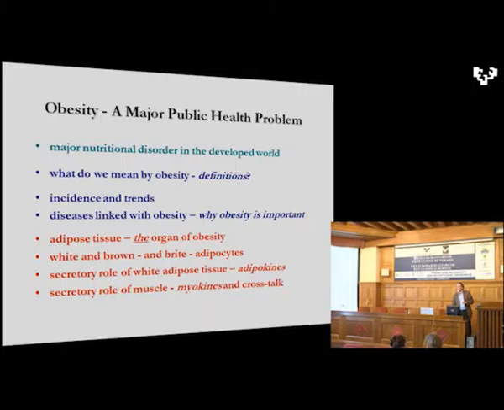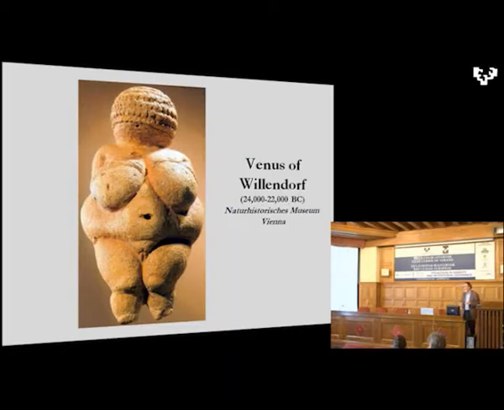Now, I'd like to begin by reminding you that obesity is not a new problem. Just to illustrate that, this is a little stone statue which you can find in the Natural History Museum in Vienna. It's approximately 25,000 years old. So again, the message is that although we now have a major emphasis on obesity, it's not a new problem. This statue is actually so iconic that those who win one of the major awards of the International Association for the Study of Obesity receive a replica of that statue.